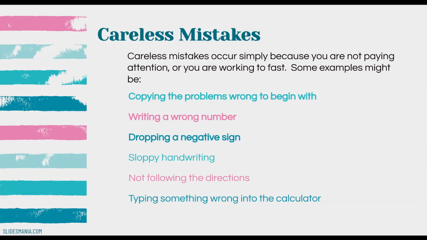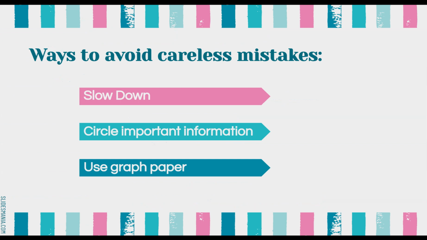Careless mistakes are mistakes that occur simply because you're not paying attention or you're working too fast. Some examples could be: you copied the problem wrong, you wrote a number wrong, you did not put a negative sign, sloppy handwriting, you didn't follow directions, or you typed something wrong in the calculator. Ways to avoid these careless mistakes are to slow down, circle important information, and use graph paper if you need to.